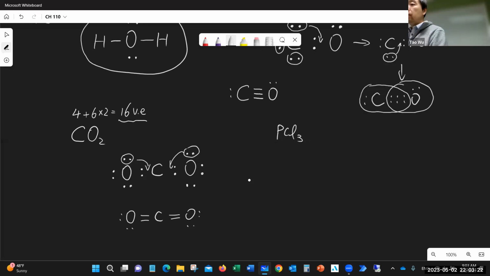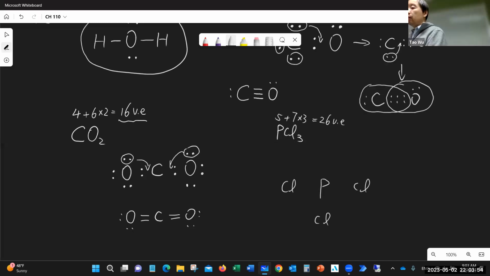Okay, so let's look at this one over here. The phosphorus is the central atom, and the chlorine will be the side atoms, which are around the phosphorus. Okay, and then let's see how many valence electrons we have. Phosphorus has 5 valence electrons, chlorine has 7 times 3. So totally 21 plus 5, we have 26 valence electrons. In other words, we're going to assign 26 dots.